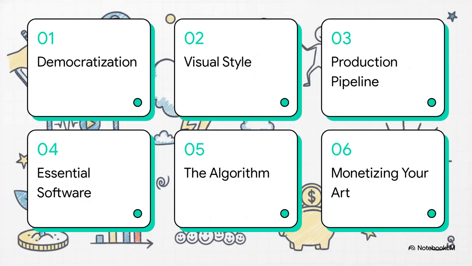So, here's our roadmap for the explainer. We'll kick things off with the animation democratization, move into choosing your visual style, walk through the 4-step production pipeline, cover essential software, talk about conquering the algorithm, and wrap up with monetizing your art.